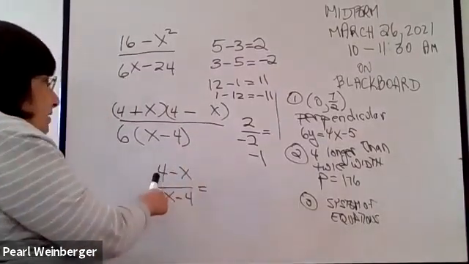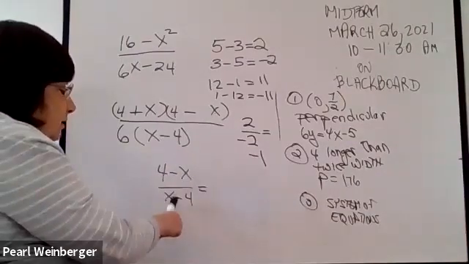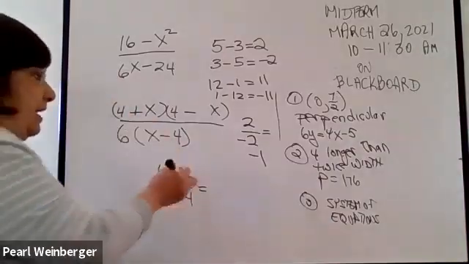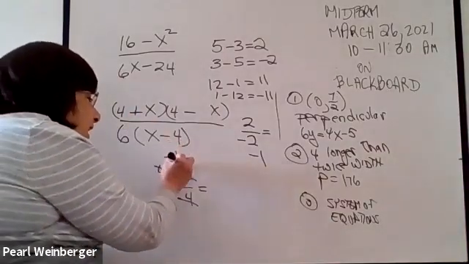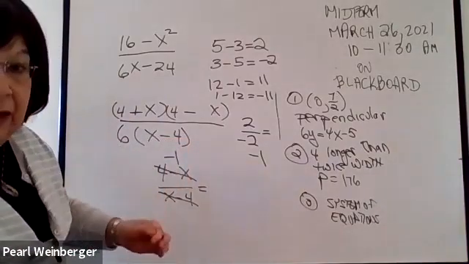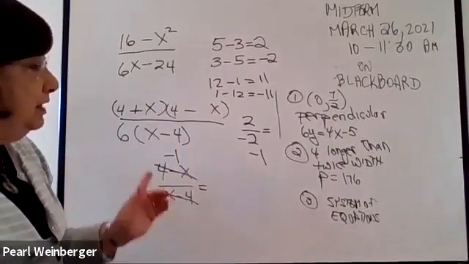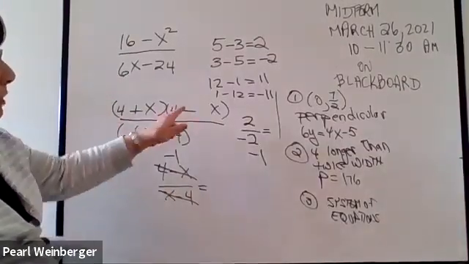So the same thing happens over here. When I have a 4 minus x and an x minus 4, I can cancel them out as long as I put a negative 1. My answer is not 1. It doesn't totally cancel out. It cancels out to a negative 1. So that's our other exception.